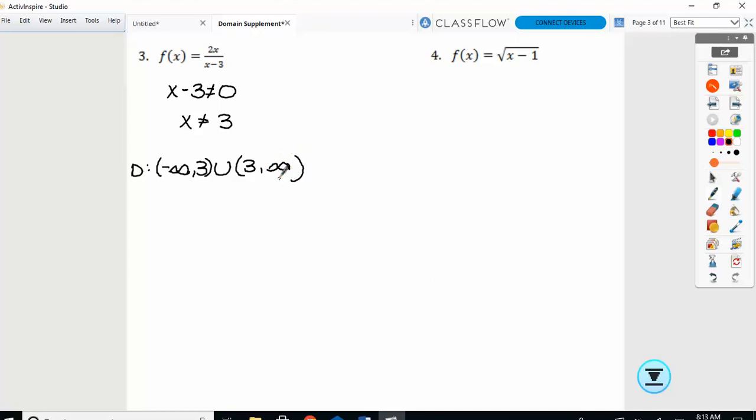I am still wanting interval notation. Doesn't it matter if we do brackets or not? It does, because a bracket means equal to, and we said it cannot equal 3, so we have to have parentheses.